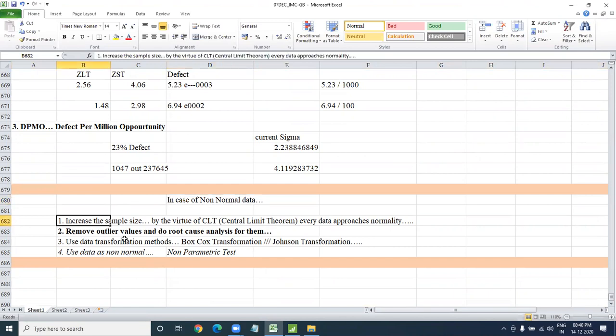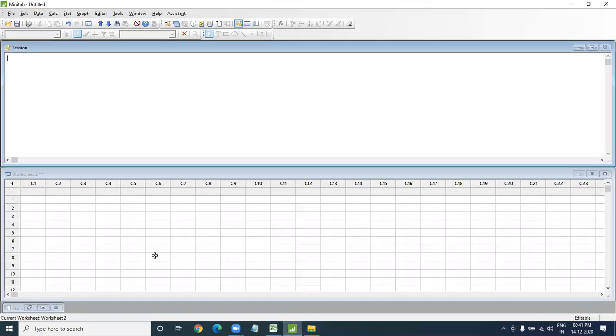One, it says if you increase the sample size, there is a theorem in stats, the central limit theorem, which basically talks about the normality piece. By virtue of the central limit theorem, every data approaches normality. As you increase the sample, it slowly, steadily becomes the population data. It acquires the features of the normal distribution. So if you want to quickly have a look at this, I'll probably be able to demonstrate this for you.